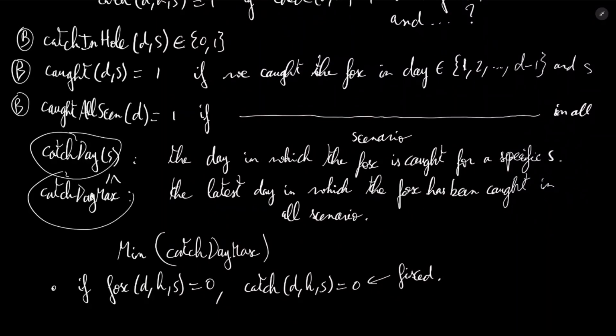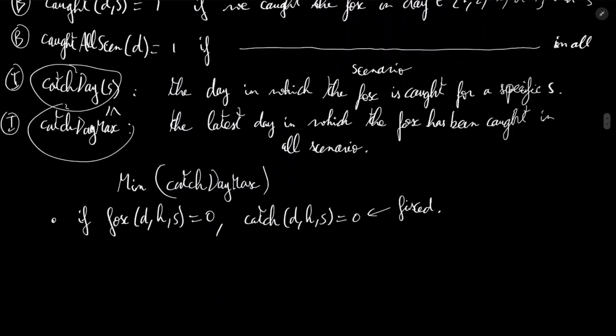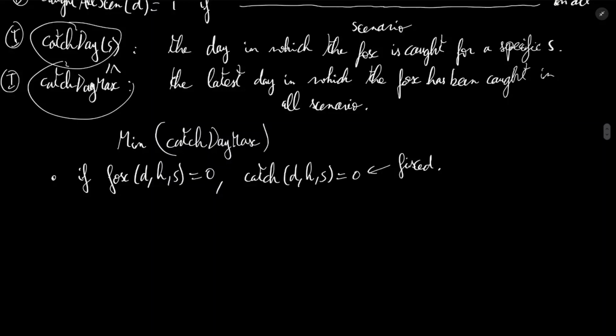Catch day is not binary because it's going to give the day number in which we catch the fox. So it's going to be equal to 1, 2, 3, 4, 5, etc. So this is actually, in theory, defined as an integer. And catch day max is also defined as an integer. Okay, let's go back to the equation.